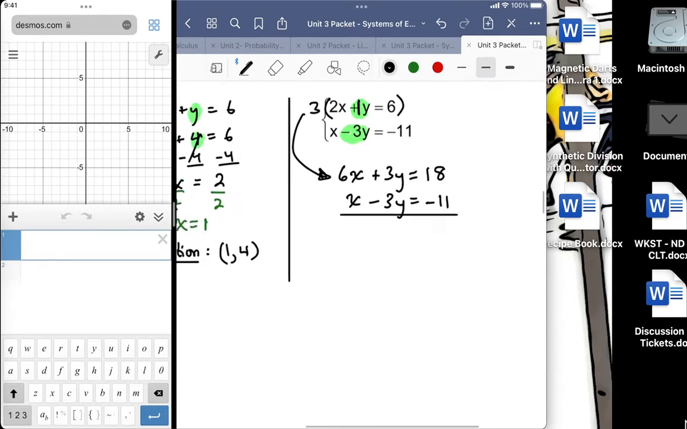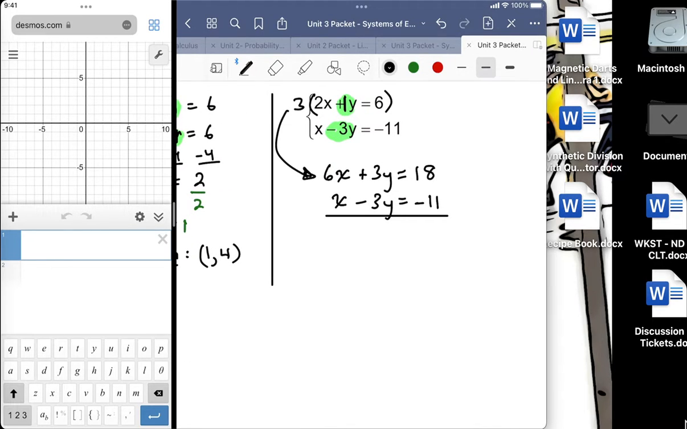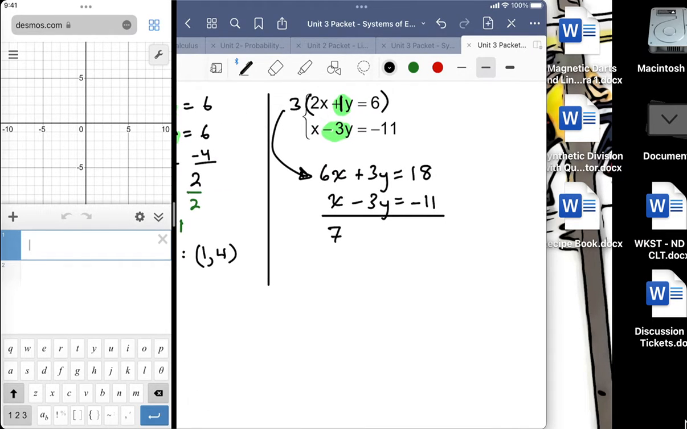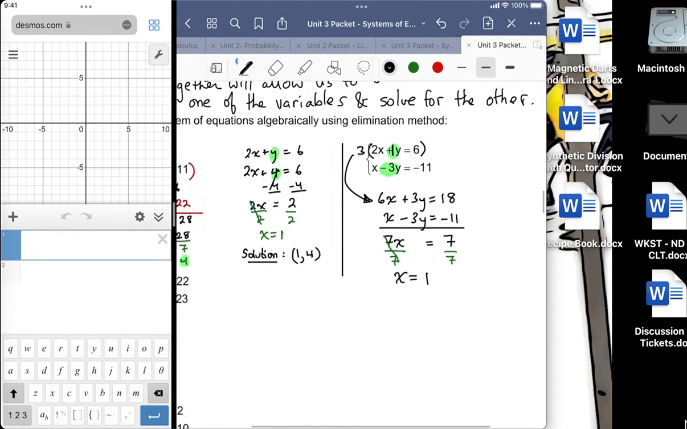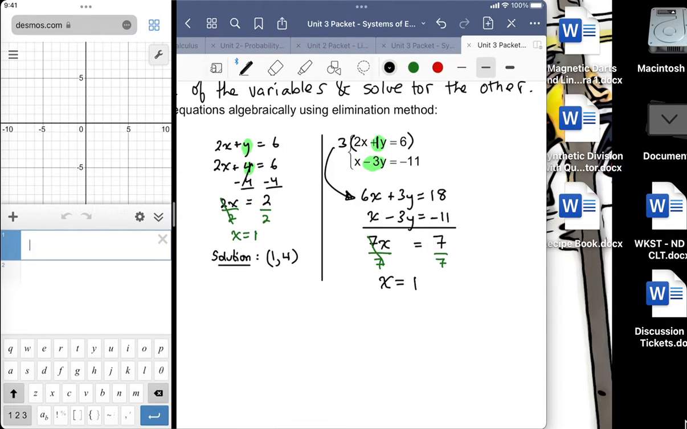So if you add the two equations together, you get 7x is equal to 7. I'm going to divide both sides by 7, and you get x is equal to 1. So that's consistent with what we did using the other method.